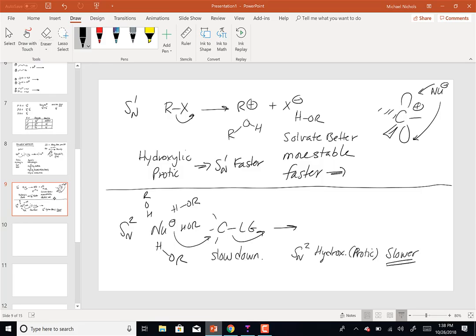Here's another effect that we can use, the solvent. So we change from an aprotic to a protic solvent, or from a non-hydroxylic to a hydroxylic solvent. How does that affect the rate? If it slowed it down, it's SN2. If it speeded it up, it's SN1.